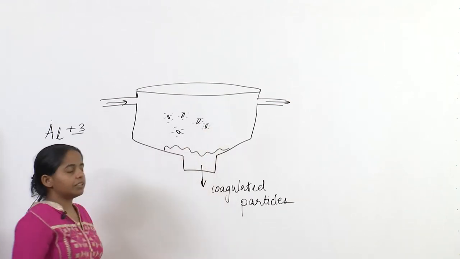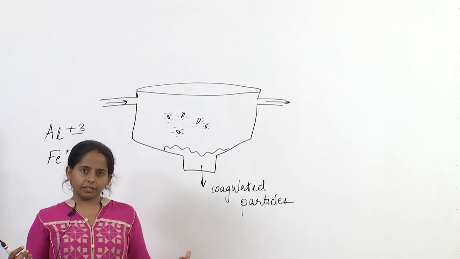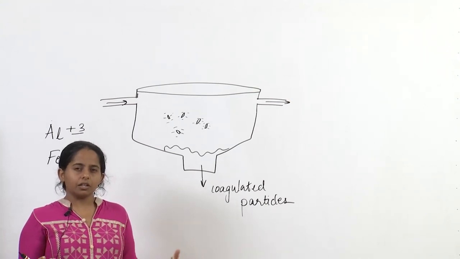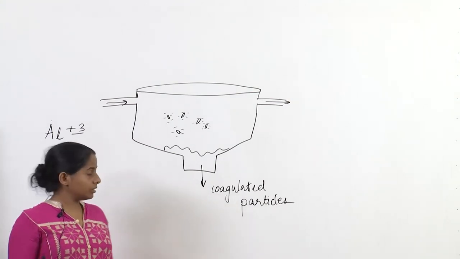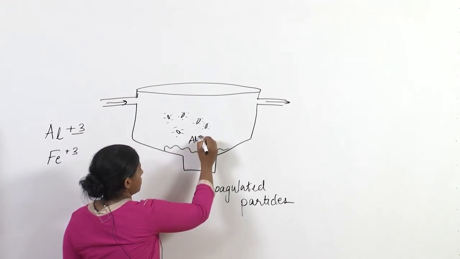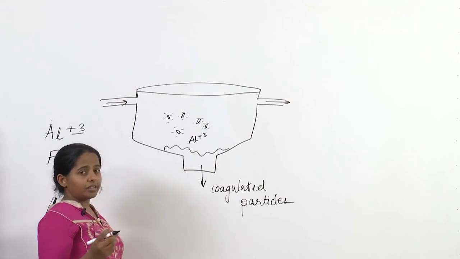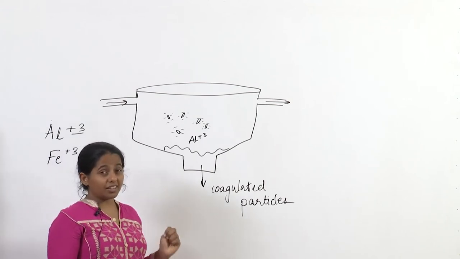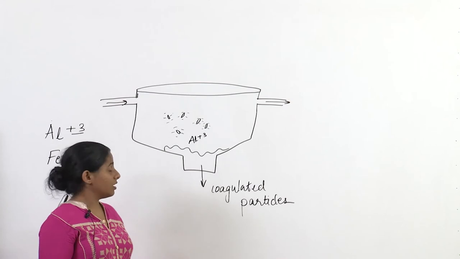So these negatively charged particles, they repel each other, which is quite understandable, isn't it? Because like charges repel each other. So when this alum and let's say Al+3, now remember Al+3 has lost 3 electrons and thus it is seriously electron deficient.